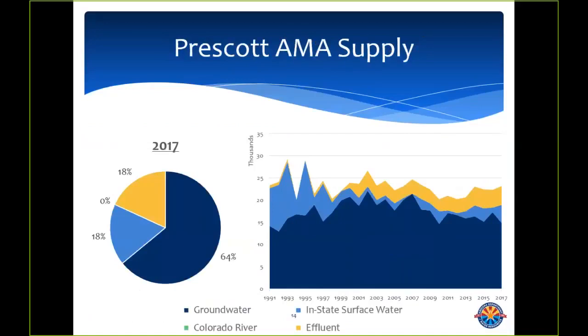So we'll look at each AMA individually. We're going to start with Prescott and work our way south. And again, you'll begin to see that each AMA has its own unique characteristics. Prescott's main water supply is groundwater. And although this AMA's supply portfolio does have a higher proportion of effluent than the other AMAs, which they have worked to increase over time.